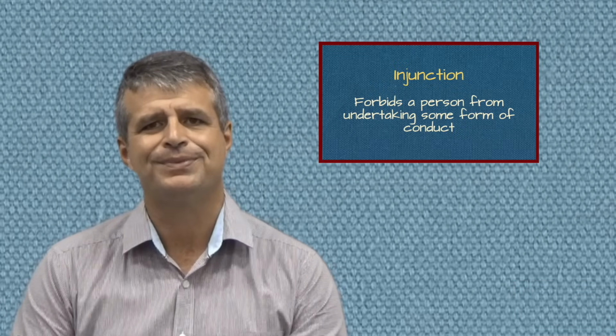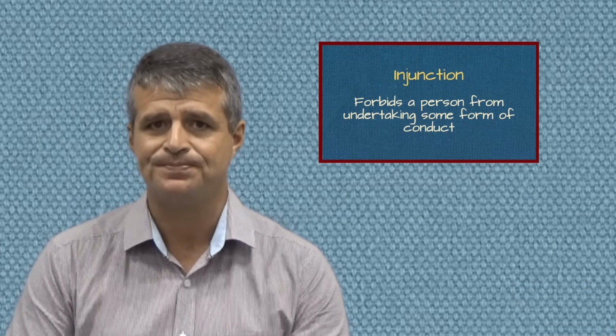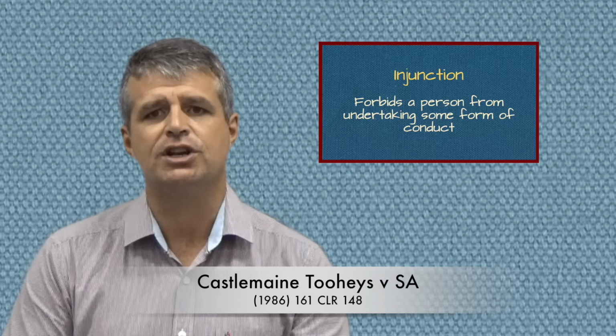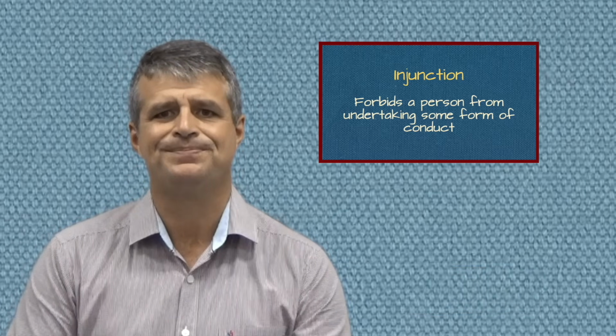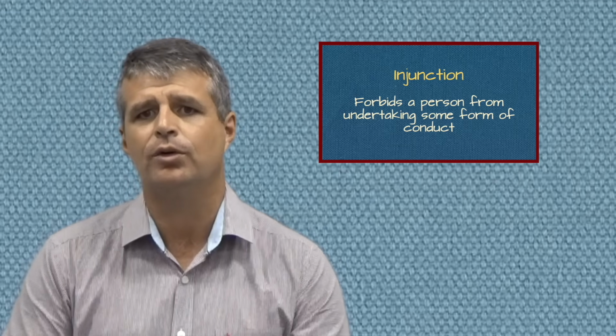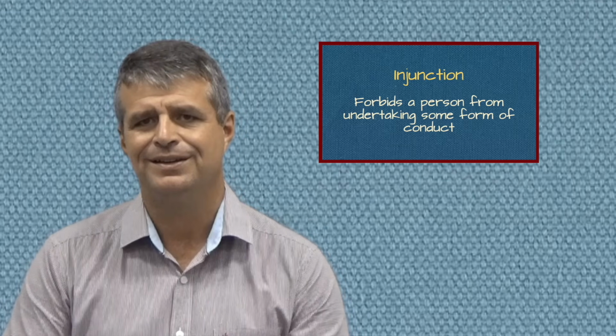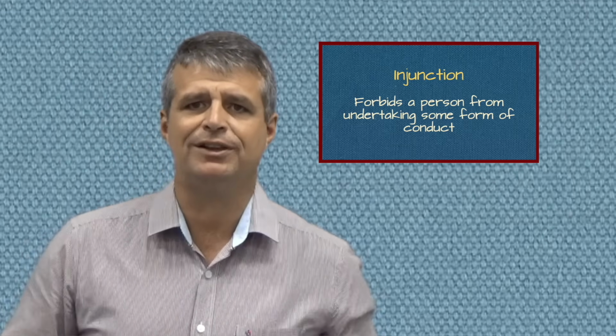A second equitable remedy is almost the polar opposite of specific performance. This is called an injunction. Generally, an injunction is an order by the court that a party must not do something. But it can also sometimes be an order that a party must do something, even if it's something not specifically set out in the contract.